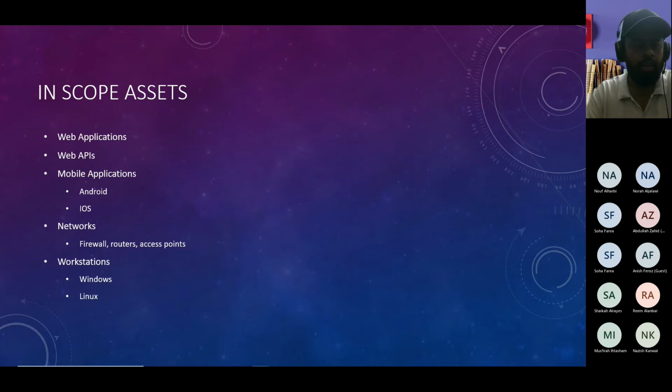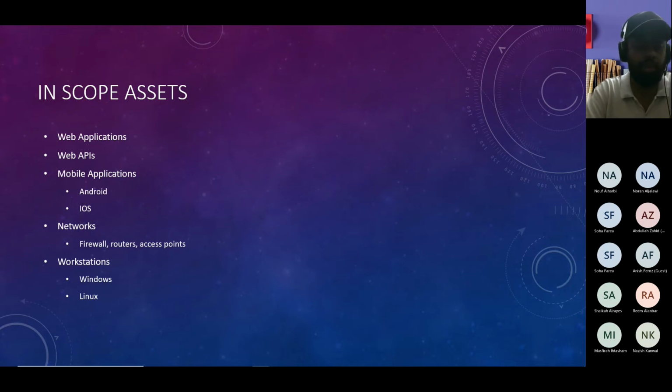Let us move forward. This is very simple: what is the scope of VAPT? The scope of VAPT could be web applications, web APIs, and mobile applications on Android and iOS. It could also be networks, and under the umbrella of networks you can have firewalls, routers, access points, and anything related to the network area.